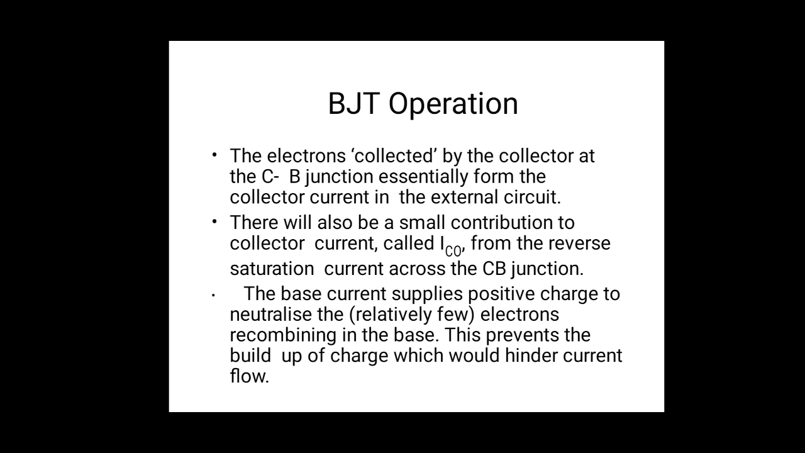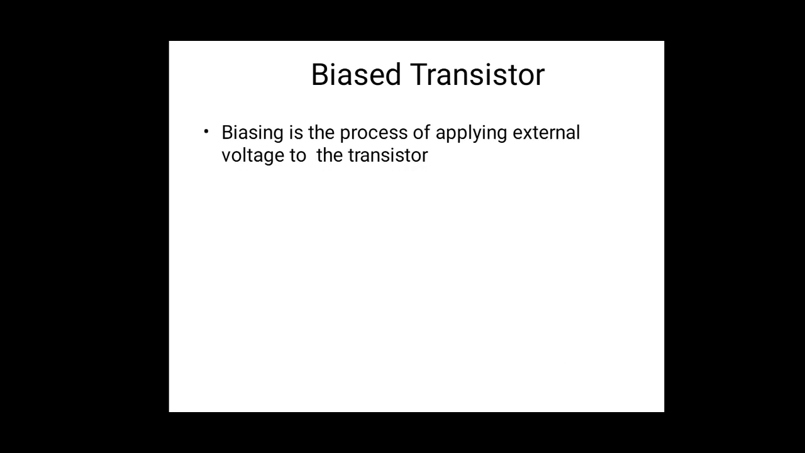Next one, the base current supplies the positive charge to neutralize the electrons recombining in the base. This prevents the buildup of charge which would hinder the current flow.